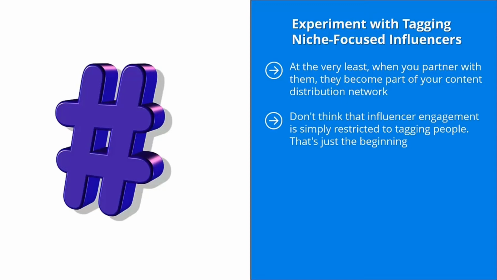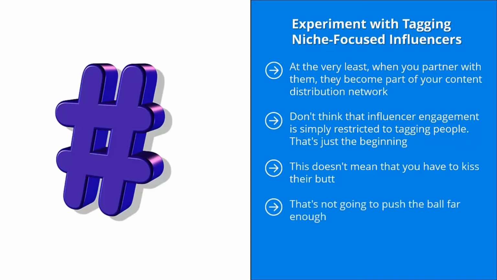Don't think that influencer engagement is simply restricted to tagging people. That's just the beginning. That's actually the tip of the iceberg. They can do so much more for you. You just have to continuously engage them and be social. This doesn't mean that you have to kiss their butt. This doesn't mean that your stock response to all of their posts is "amazing post" or "great post, I love it." That's not going to work. That's not going to push the ball far enough. You have to actually engage.